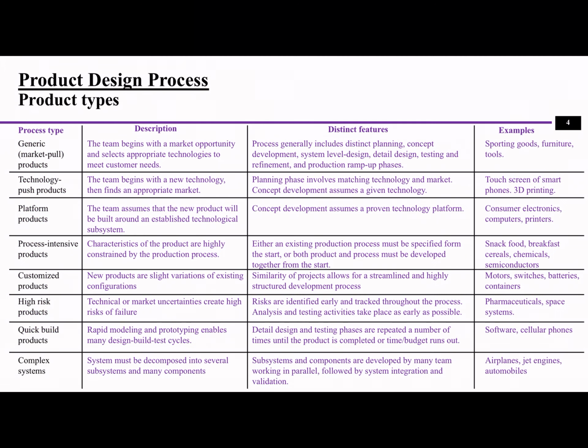And now let's look at the different types of products in product design. The first type is generic products, which is market pull. Market pull means there is a big market for the product, but there are a lot of variations, for example sports goods, furniture, and tools. The team usually begins with a market opportunity and selects appropriate technologies to meet customer needs.